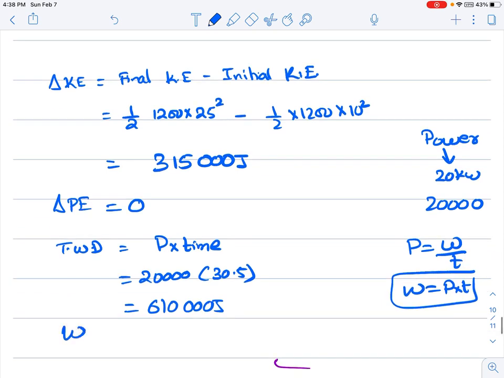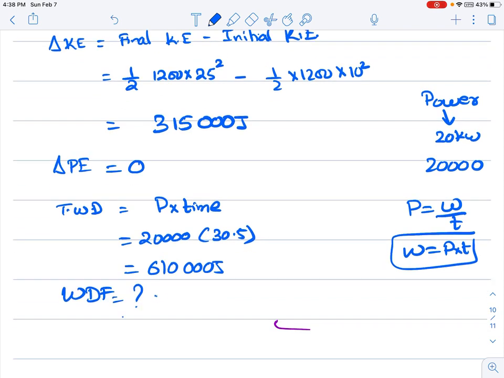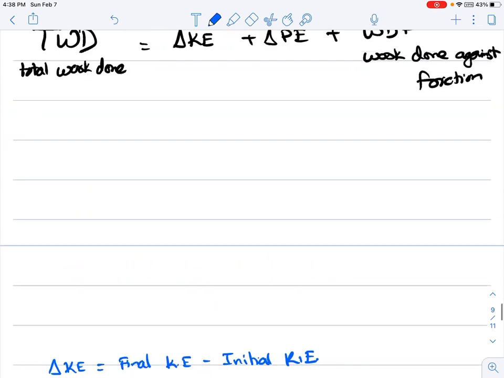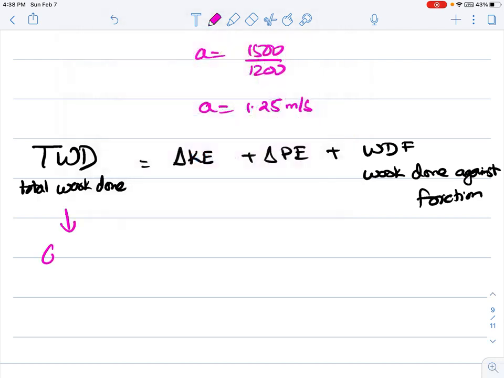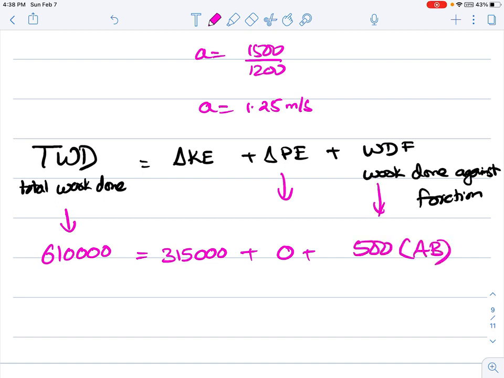Now work done against friction. I don't know it yet. Work is nothing but force times distance. So the resistive force is 500 times the distance AB. Now we plug in all the values. Just now we got total work done was 610,000. Delta KE was 315,000 plus delta PE was 0 plus work done against friction was 500 times AB.